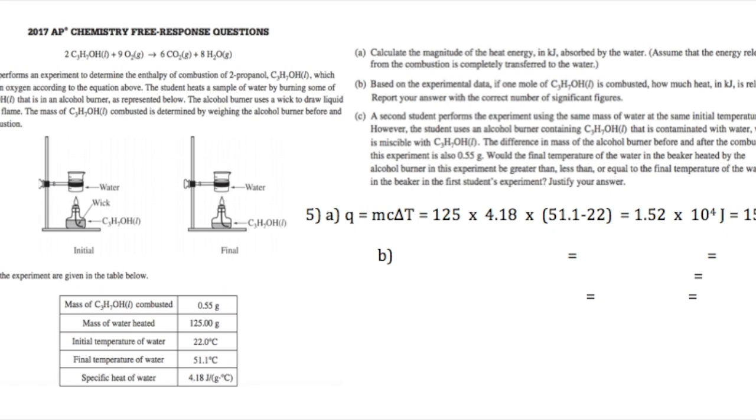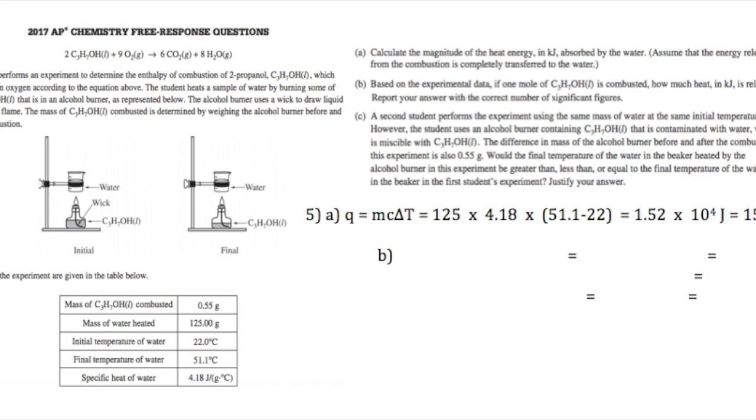So part B asks us, so I'll just read it together. Based on the experimental data, if 1 mole of C3H7OH is combusted, how much heat in kilojoules is released? And report the answer with the correct number of significant figures, which we'll have to take account of. So, first of all, when we see this in terms of moles, and we look at C3H7OH, we should be thinking about maybe calculating the molar mass or calculating the moles.